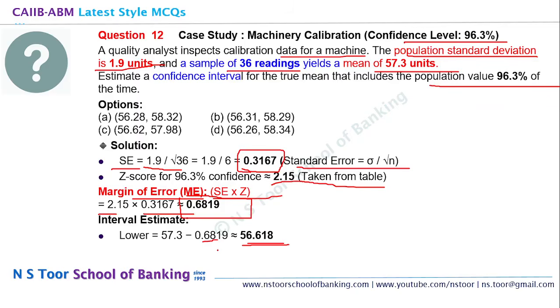Please do it on your own. That is 57.3 plus 0.6819. If anyone has calculated it, please convey your answer through the comment box so that this will give you confidence. So what will be the upper level? The upper level will be 57.3 plus 0.6819, that is 57.982. So what is our answer? 56.618, that is 56.62, and 57.982 means 57.98. So C will be the correct answer for our question.